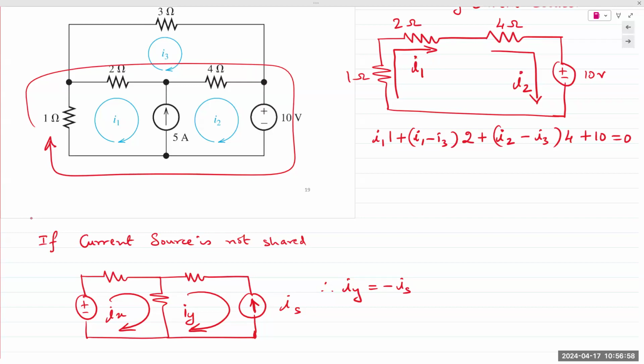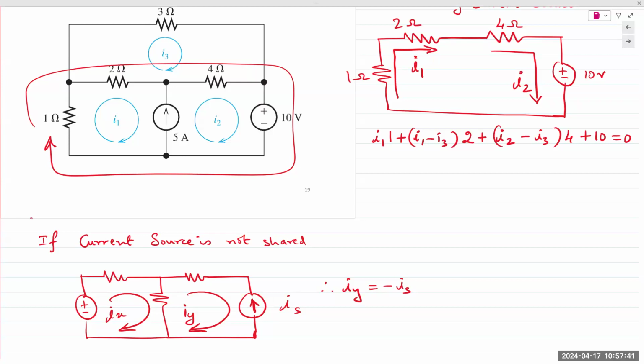Does that make sense to everyone? If the current source is not in a shared branch, you can simply conclude that the mesh current in that current source has the value of that current source. The sign would indicate whether it is in the same direction or the opposite direction. If it's in the exact same direction, the value would be positive. If it's in the opposite direction, it would be negative. Wherever IY shows up, you simply plug in that value. You have eliminated one unknown variable from your circuit. You only need one equation to solve for IX. And that's it.